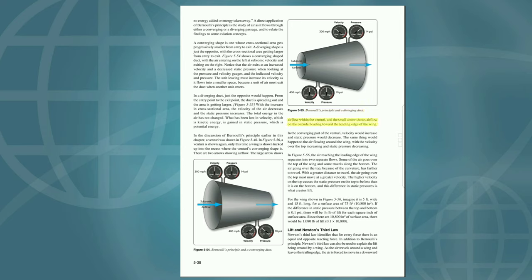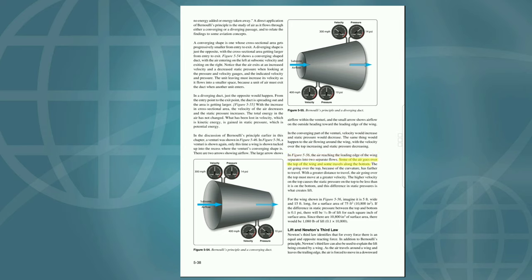The large arrow shows airflow within the venturi, and the small arrow shows airflow on the outside heading toward the leading edge of the wing. In the converging part of the venturi, velocity would increase and static pressure would decrease. The same thing would happen to the air flowing around the wing, with the velocity over the top increasing and static pressure decreasing. In Figure 5-56, the air reaching the leading edge of the wing separates into two separate flows.